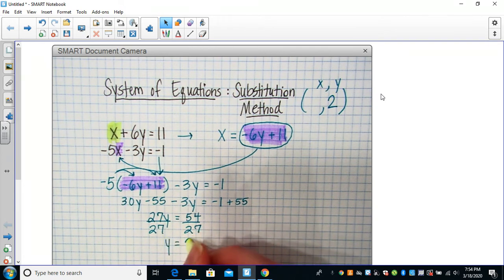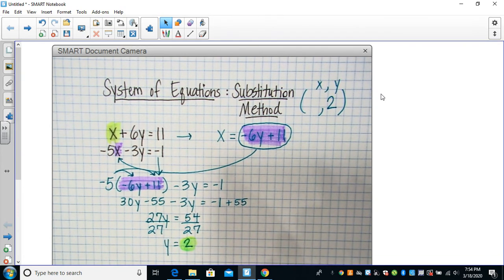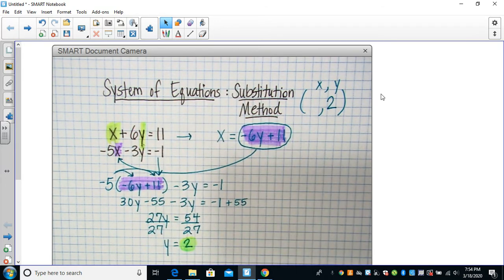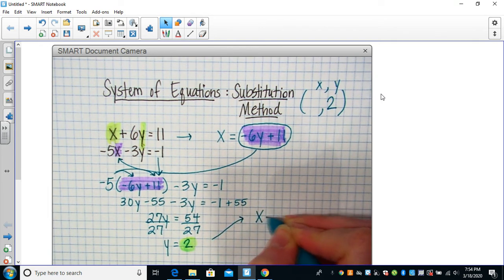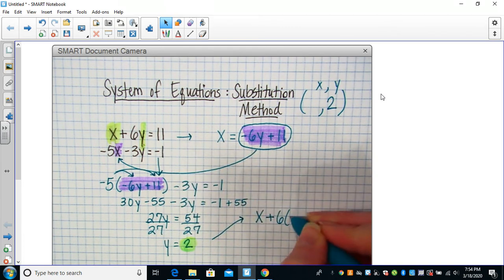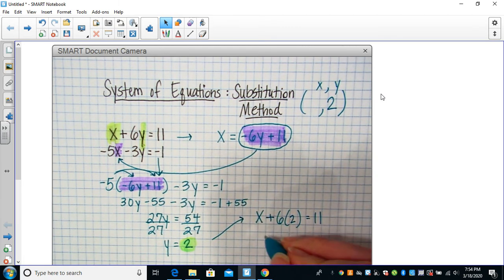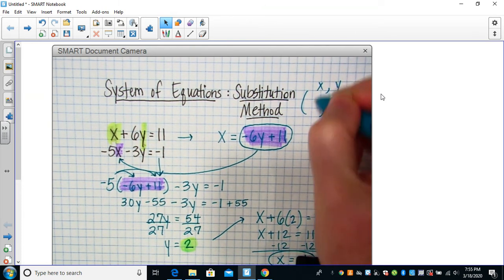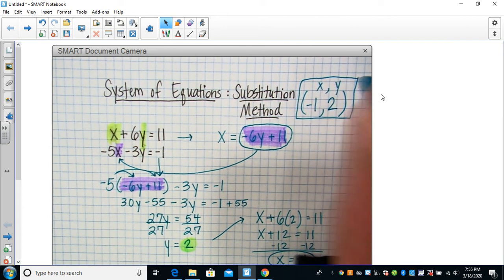I'm going to take this 2 and go back up here into one of the original equations and plug it in. It doesn't matter which one. I'm going to pick the first one because it looks to be the easiest for me. And I'm going to plug in now here for the y. So let's rewrite the equation. Originally, x plus 6y, my y is now a 2, equals 11. Now we're going to solve it. x plus 12 equals 11. Subtract 12 from both sides. x now equals negative 1. Plug that in here, and now this is my answer.